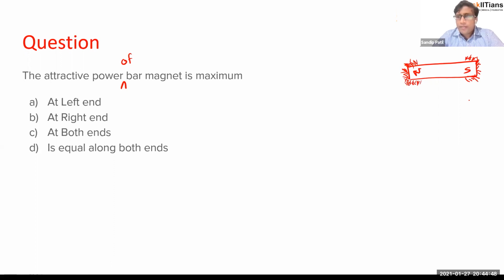Where is the attractive power maximum? At both ends, north and south pole, we can say, right? Or it is equal along the bar magnet. This option says that iron filings should also get attracted at the middle portion. They do, but very little, negligible, we can say, right? So the maximum strength is at both ends, we can say. Okay, let's move to the next question then.